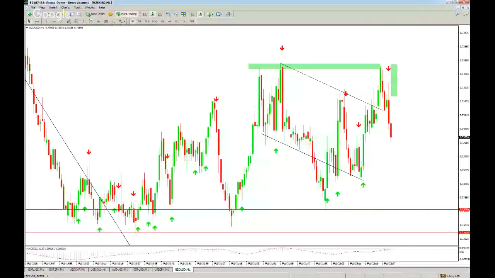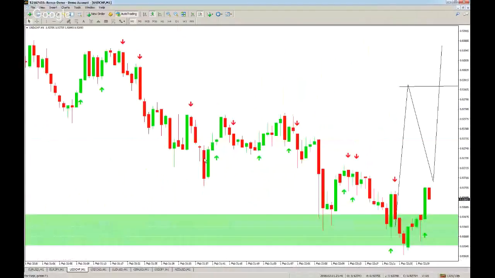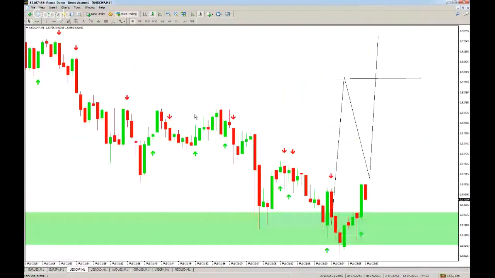Euro USD still selling off. Let's look at the dollar Swiss signals being given on there. A bullish signal. Bullish signal.